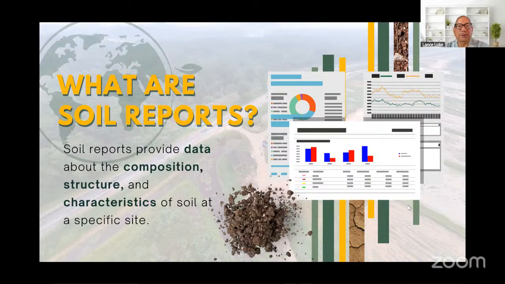Soil reports are basically completed by what's called a soils engineer or a geotechnical engineer. Those two terms pretty much mean the same thing. Soil reports are essential for architects and engineers, those are your design consultants, and contractors to plan appropriate construction techniques. So very important.